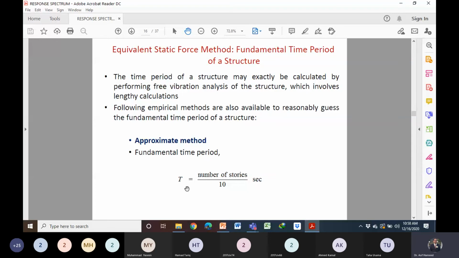And this is as आपको नजर आ रही स्लाइड की नहीं बेटा? ताहा? Yes, ताहा sir. नजर आ रही स्लाइड?